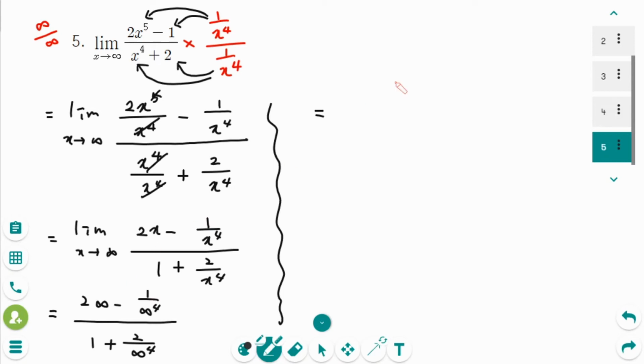And then this is infinity minus 0 over 1 plus 0. So infinity over 1, which is infinity. So the answer is infinity.